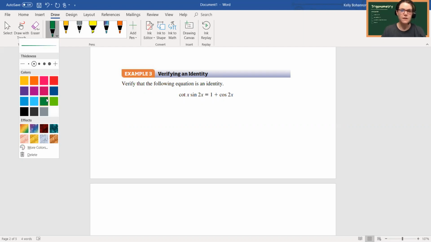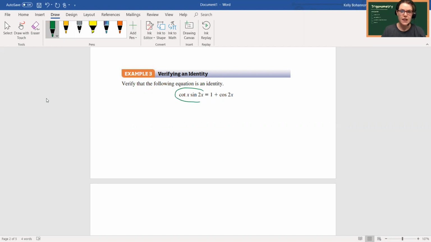In this case, I'm going to say that that is this side because it has both a cotangent and a sine in it, whereas this one is just cosine. So we're just going to verify that this also equals 1 plus cosine 2x. So what I'm going to do first is turn cotangent into cosine over sine. That's one of our quotient identities, and that equals sine 2x. And that equals 1 plus cosine 2x.